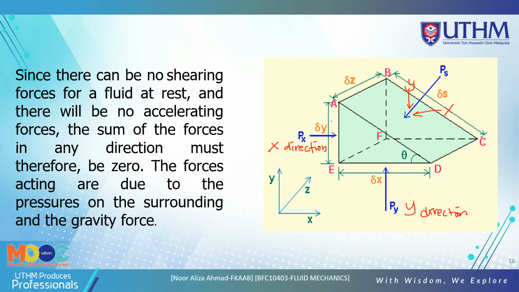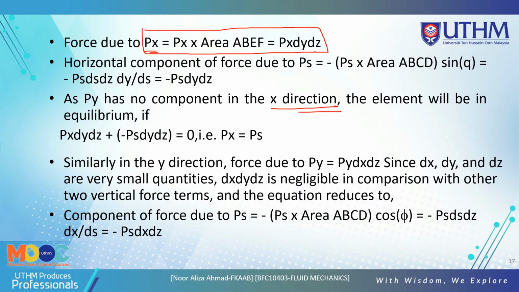The length of AE is dy, the length of AB is dz. So that's why it is PX times dy times dz. So you get the dy and dz here. The pressure for the x direction, so this is called pressure in the x direction. So we get PX times dy times dz.